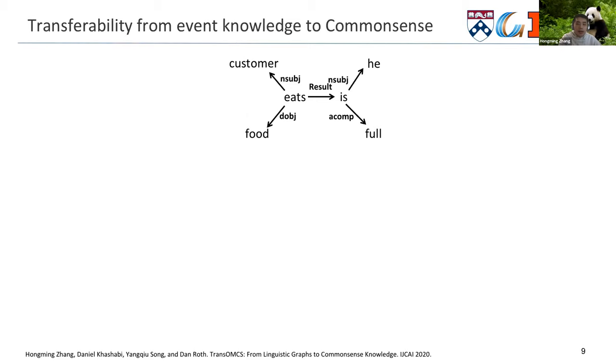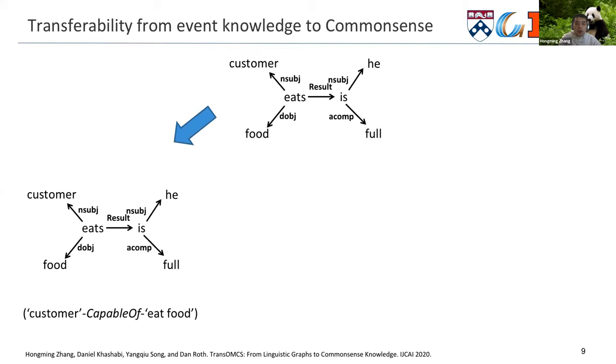And it turns out that there are many interesting patterns or overlaps between those linguistic relations and the human-defined common sense relations. Okay, so assume that we have this linguistic graph, which contains an event, customer eats food, and a state, he is full. There is a discourse relation, result, connecting these two eventualities. And inside these events and states, the words are connected with dependency relations like subject or object. We can find many interesting overlaps between this graph and the common sense assertions in ConceptNet.